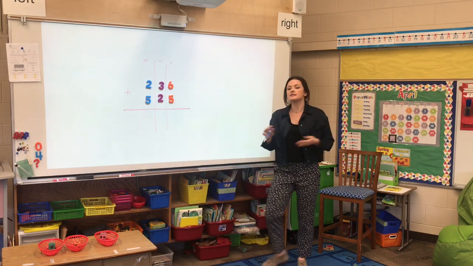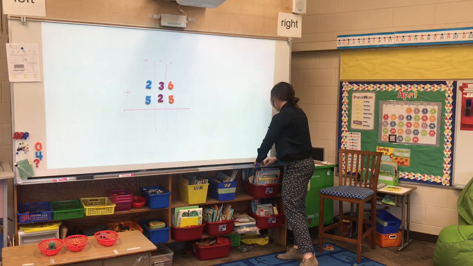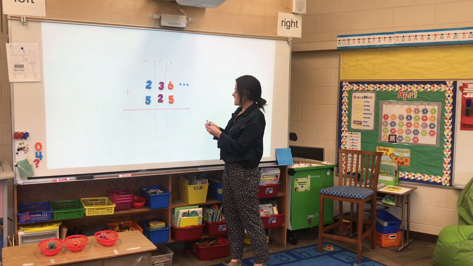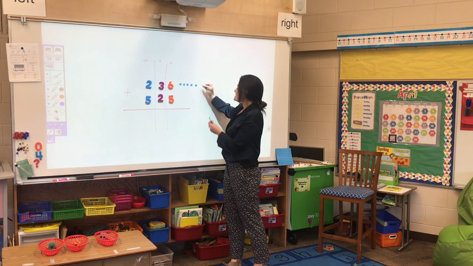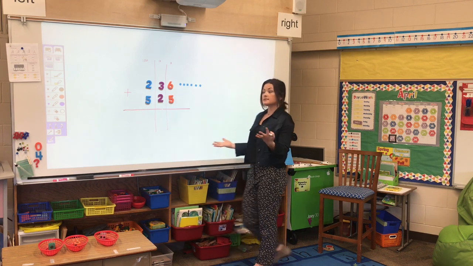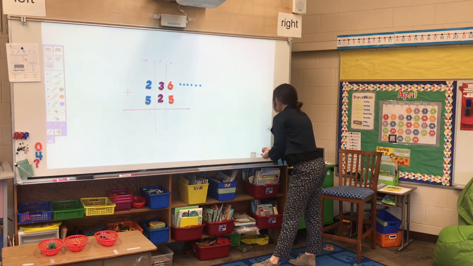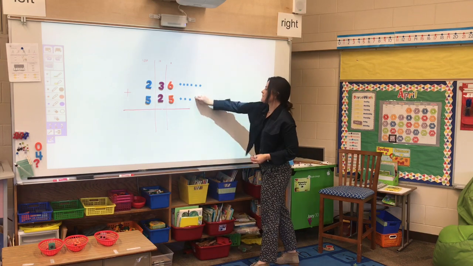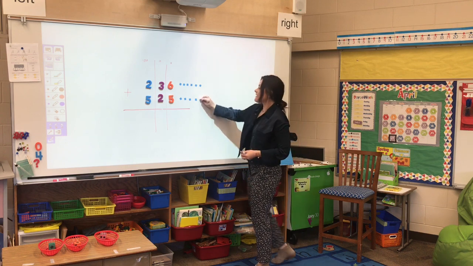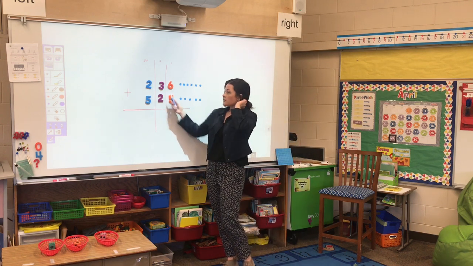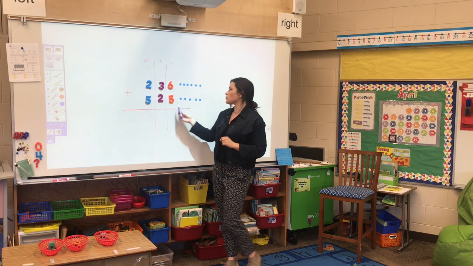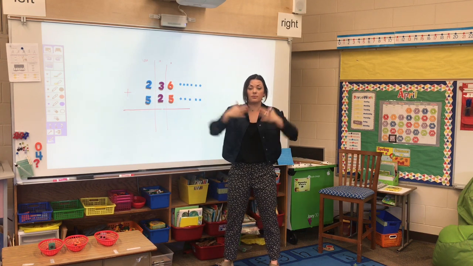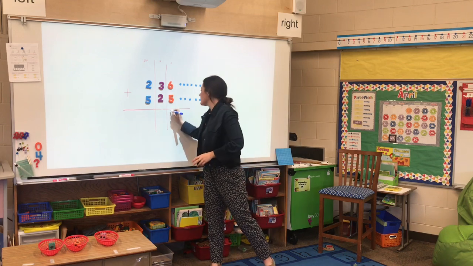Now to help us see this, I'm going to use some ones, tens, and hundreds pieces up here. So I'm going to use 1, 2, 3, 4, 5, 6 to represent my 6 ones, because this is the ones place. And then I'm going to use 1, 2, 3, 4, and 5 to represent my 5. So 236 and 525. I know 6 plus 5, if I take all those ones and put them together, is the number 11.